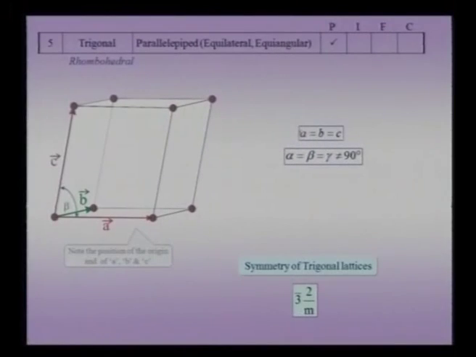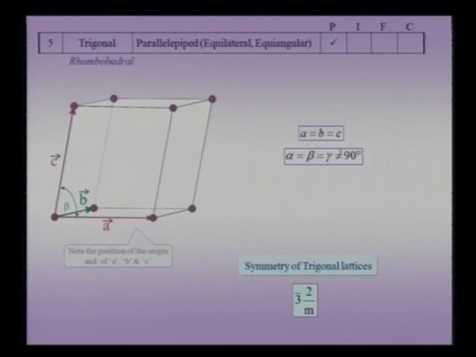The characteristic of a trigonal lattice is that the lattice parameter A is equal to B is equal to C, and all the angles are equal to each other, but not equal to 90 degrees. So, all the angles are equal to each other, but have a general value.